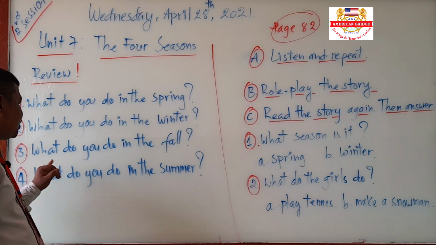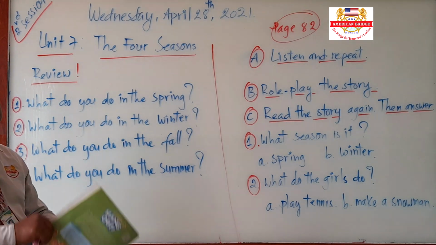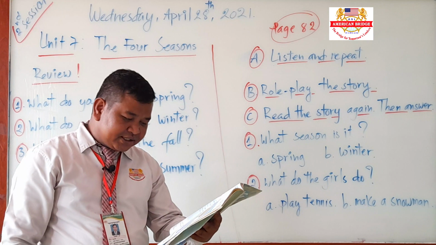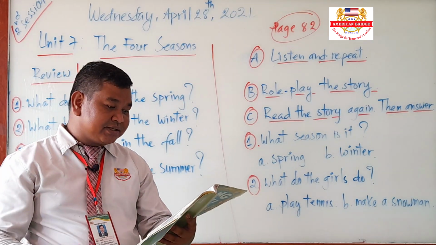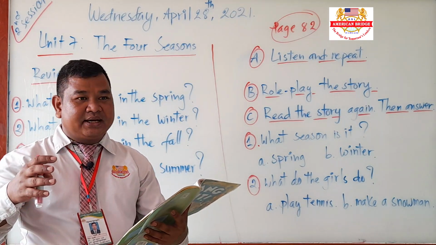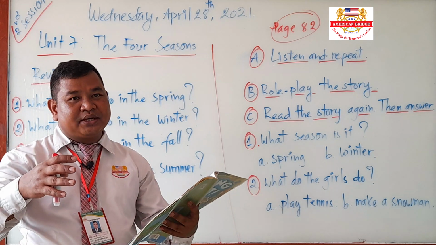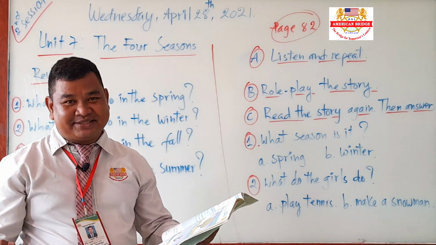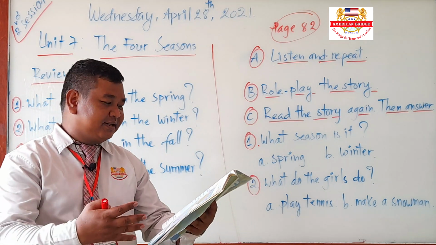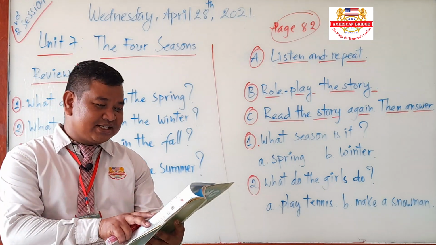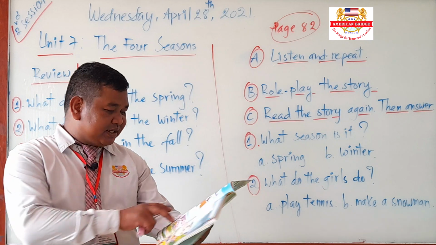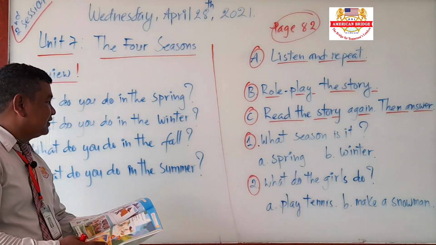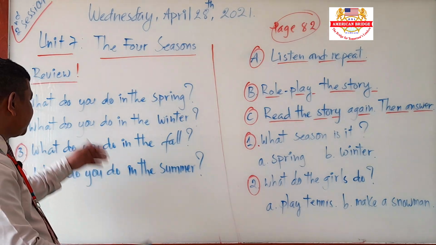And number 3, what do you do in the fall? In the fall, yes. What do you do in the fall, student? In the fall, sometimes you go camping. Sometimes you go to the sea and make a snowman or make a sandcastle. Students, this one, make a sandcastle, is in fall, okay, or in summer. Up to you, this one.